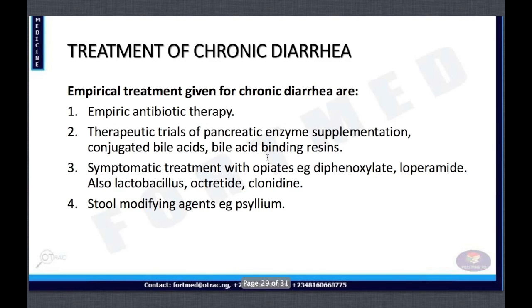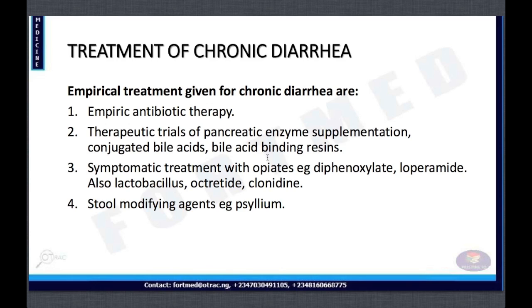These empiric treatments include giving empiric antibiotic therapy, or you try pancreatic enzyme supplementation and conjugated bile acids if you feel the bile acid is deficient. Then you can give symptomatic treatment with opioids and loperamide. These are anti-motility agents. They reduce the motility rate such that the diarrhea reduces. And you can also use stool bulking agents such as psyllium.